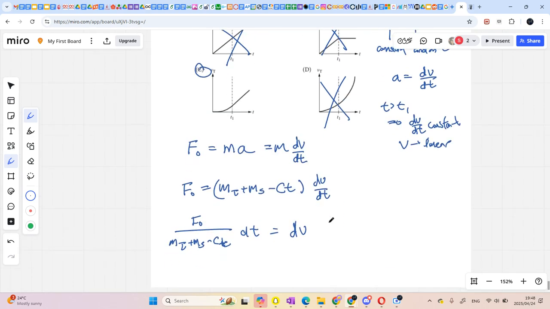You would not be expected to solve this differential equation. However, the key takeaway with this part of the solution is that you're able to set up a differential equation and understand what's changing and what's not. So F naught is not changing. F naught is a constant force that's being applied the same for all times. And then your mass is changing with respect to time.